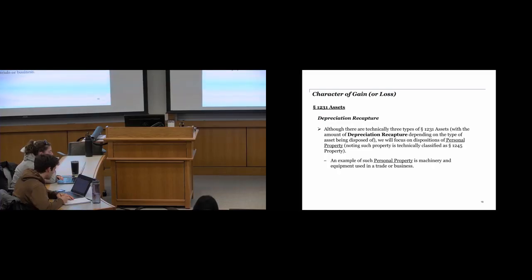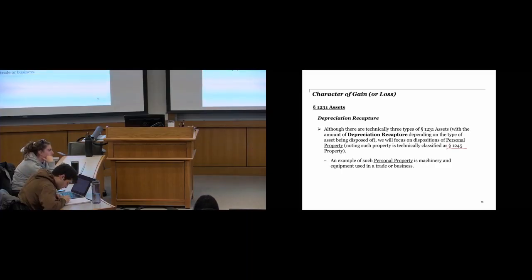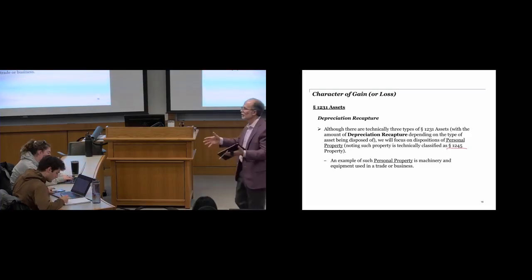Although it's really complicated because there are three specific types of depreciation recapture. They all kind of work the same, but we're going to be talking about what is called 1245 property, which is really personal property used in a business. This is not personal use property. This is not stuff you're using in your personal life. This is personal property, which means it's all property that's not real property, not real estate. Machinery, equipment, office furniture, fixtures, computers, those types of things. That's all personal property used in a business.